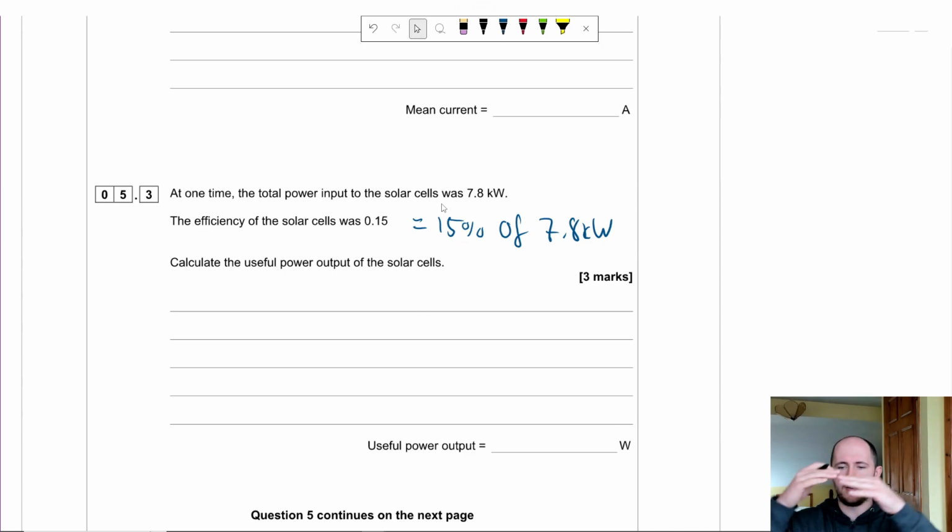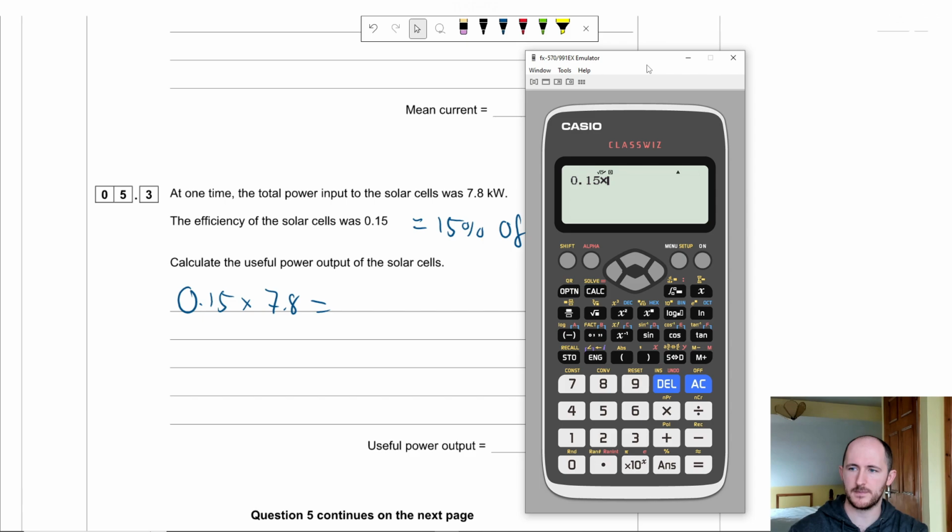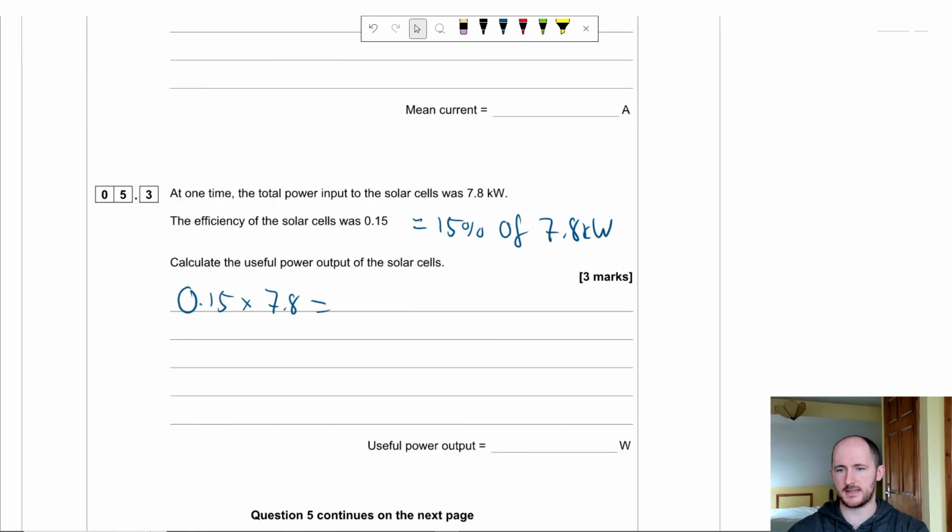Because, again, as you know, nothing is 100% efficient. So when this light hits the solar panels, it's giving you a certain amount of energy, but only 15% of that is actually being stored or changed into electricity. So all we need to do is literally just take 0.15 of 7.8, however many kilowatts that is our useful power output. So it's 1.17 kilowatts. That's the actual amount of energy you get. But that's also every second, which is pretty good.